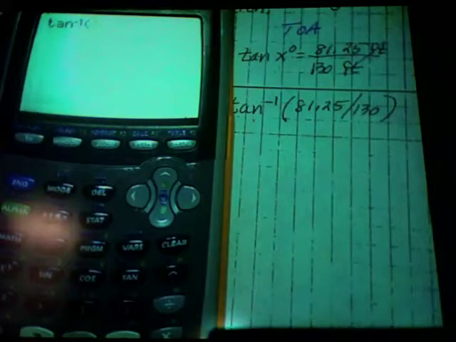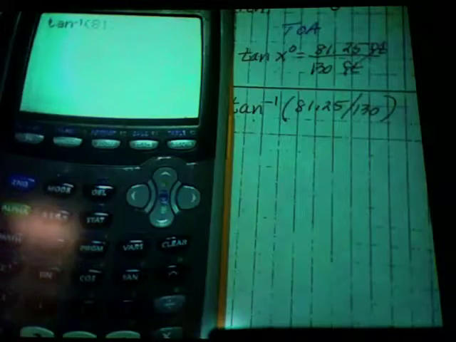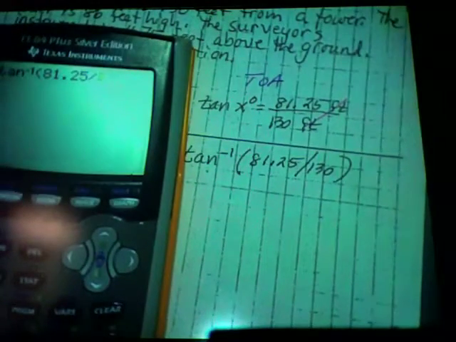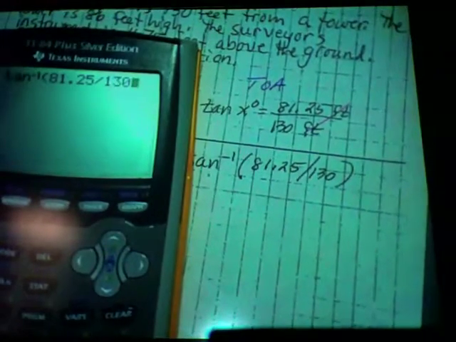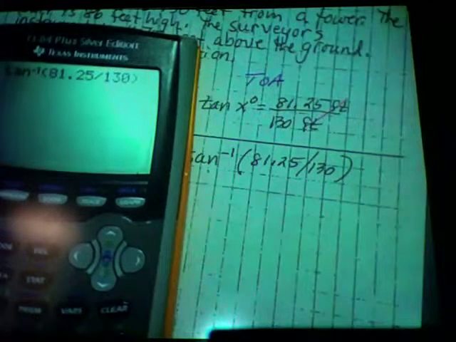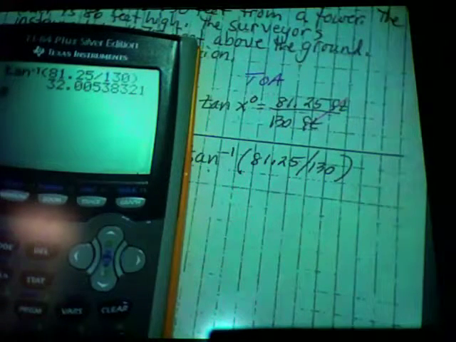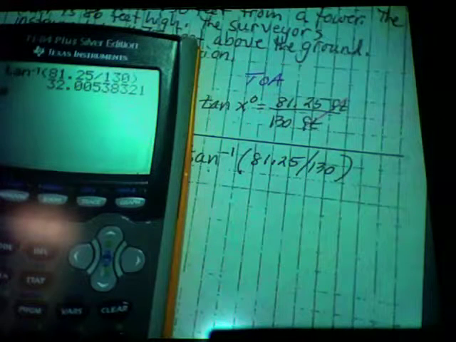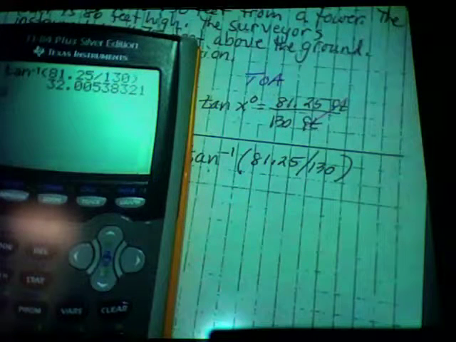Our ratio is 81.25 divided by 130. And you have to hit end parentheses. Is everybody there? Now you can hit enter. Round to 2 decimal places. So that's 32 degrees, so it's 32.01.